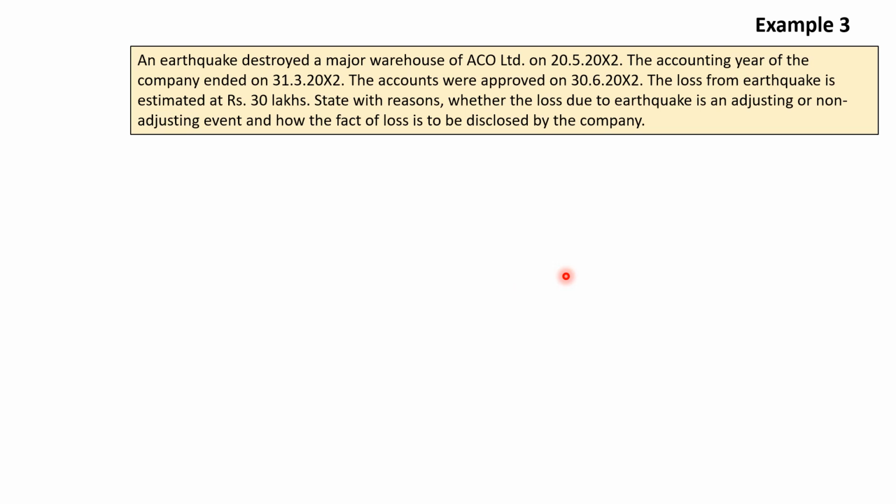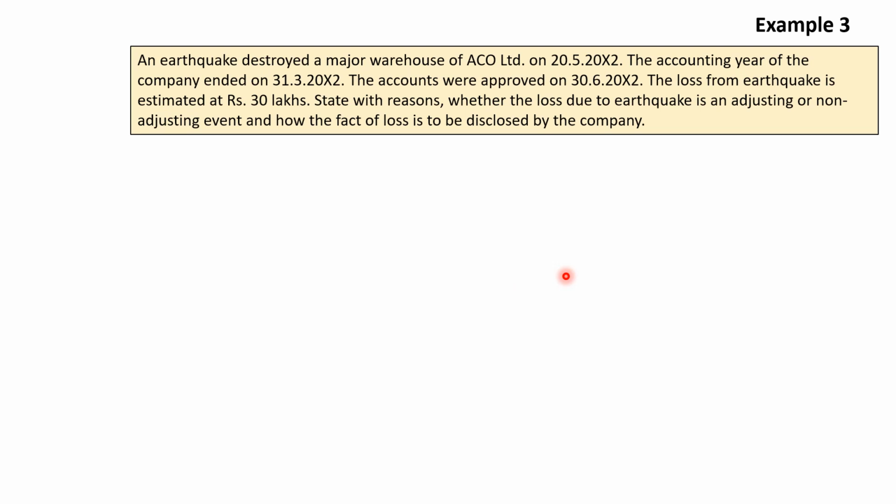Now next example. An earthquake destroyed a major warehouse of ACO Limited on 20th May 2022. The accounting year of the company ended on 31st March 2022. The accounts were approved on 30th June 2022. The loss from earthquake is estimated at rupees 30 lakh. State with reasons whether the loss due to earthquake is an adjusting event or non-adjusting event, and how the fact of loss is to be disclosed by the company.